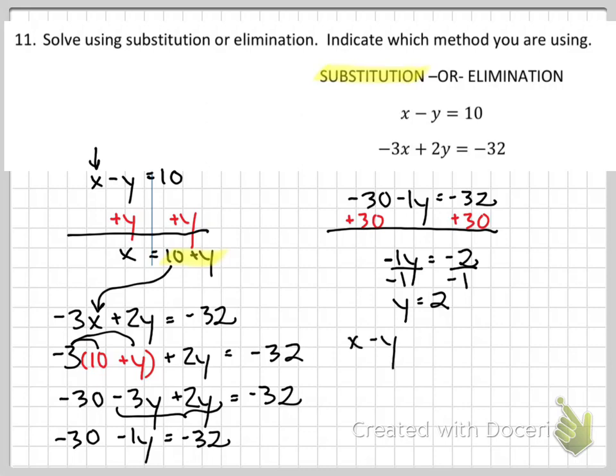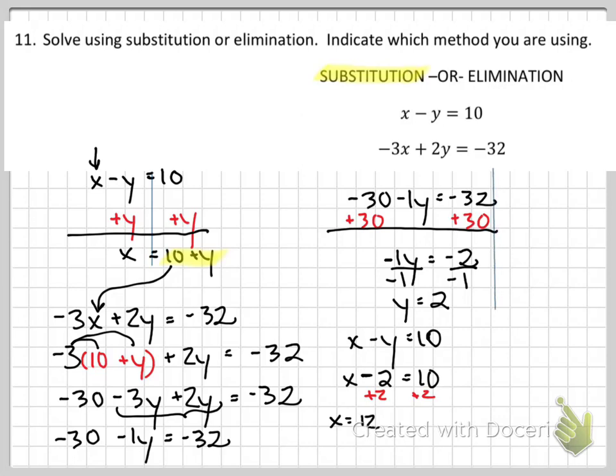One thing that is left to do is I need to find the other variable. So if y equals 2, then I have x minus 2 is equal to 10. And by adding 2 to both sides of the equation, we see that our x value is equal to 12.